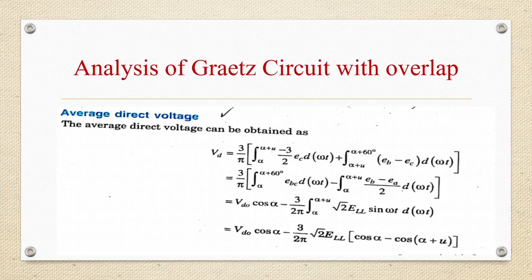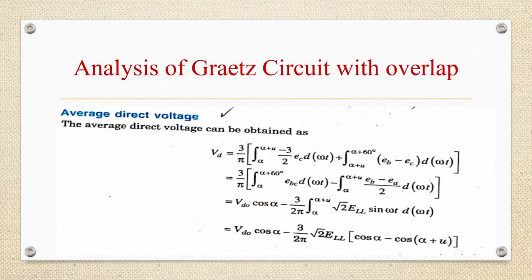Let us see average direct voltage. So average direct voltage we can find by VD is equal to 3 by pi integral alpha to alpha plus U of (minus 3 by 2 EC) d omega t plus integral alpha plus U to alpha plus 60 degrees of (EB minus EC) d omega t. That is equal to 3 if you take outside.